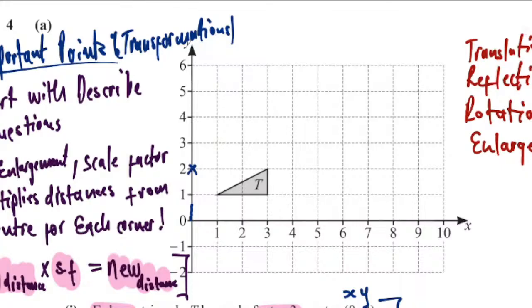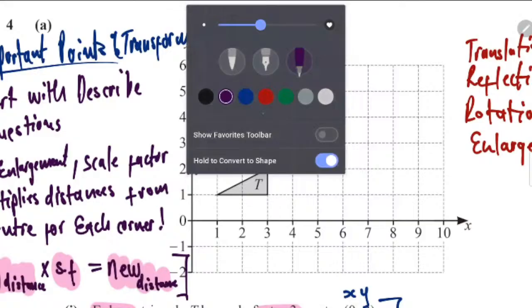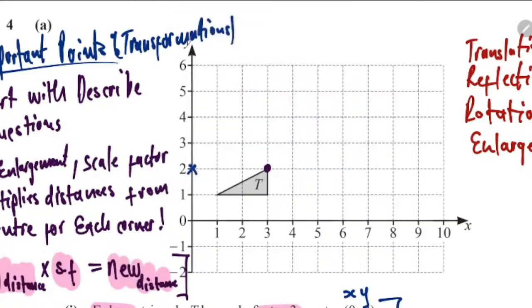This is the center of enlargement. So everything we're going to be doing is going to be based on it. Now what we're going to be doing is this. Let's take this first point. We can take any point we want. Let's just call it A.